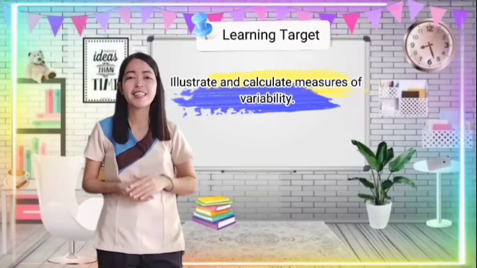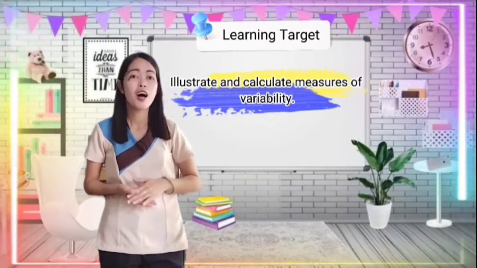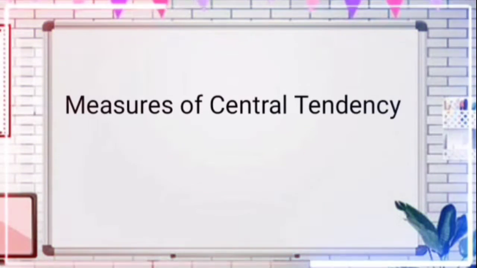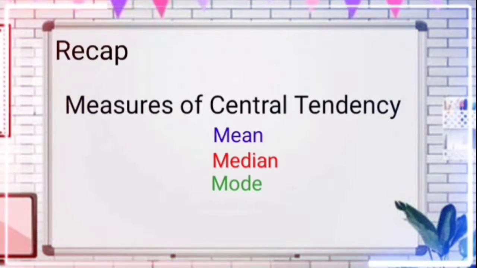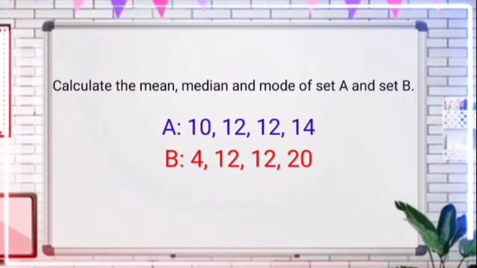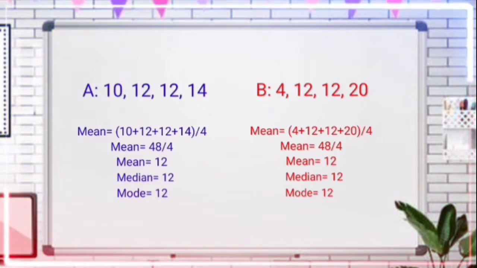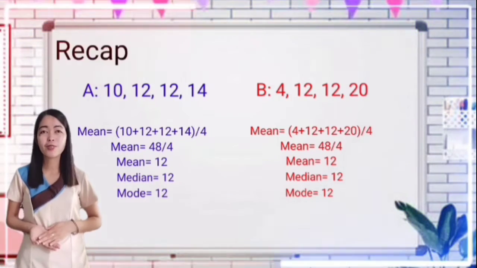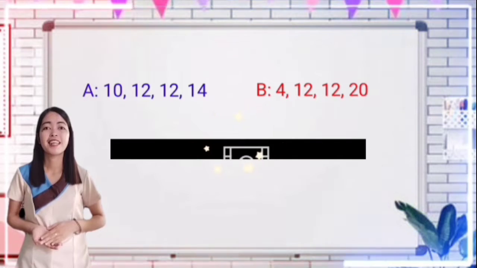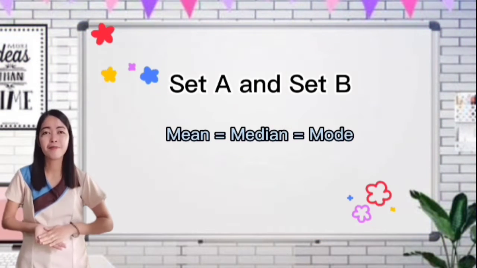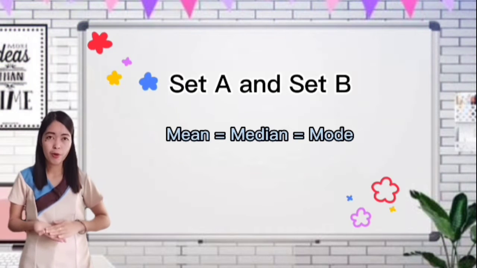But before that, let's have first a short recap of your previous lesson. Last time, you learned about the measures of central tendency: the mean, median, and mode. Now let's try to calculate the mean, median, and mode of set A and set B. What have you observed about the measures of central tendency of the two sets of data? Yes, you're right. Set A and set B have the same mean, median, and mode.